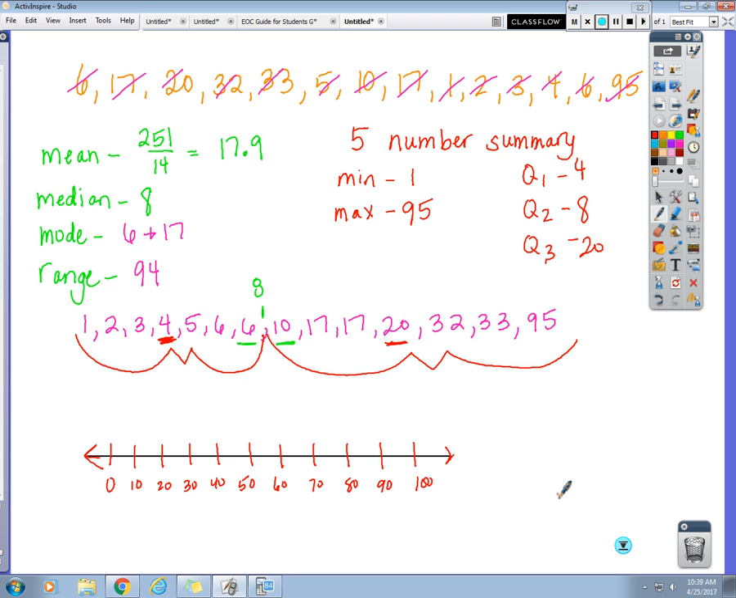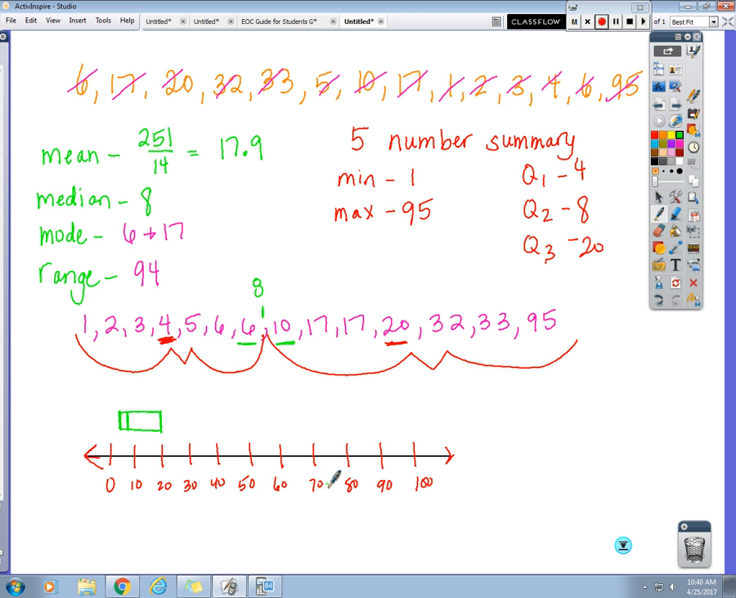Okay, to construct the box and whisker plot, the box is created by your quartiles. So at 4, we'll draw a line. Okay, that's 0, that's 10. So 5 will be about there, so 4 would be about there. Q2 is 8, so it'll still be back here. And then Q3 is 20. Okay, so there's your box.